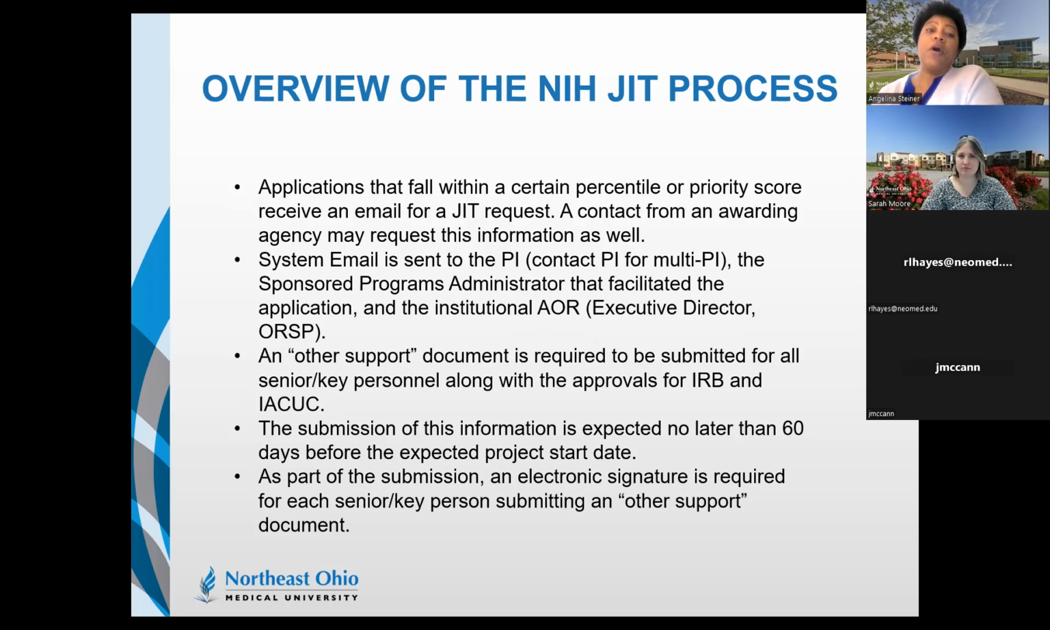So the overview. When an application falls within a certain percentile or priority score, it will trigger an automatic email through the eRA Commons system as a just-in-time request for additional information. Sometimes a particular program officer or program director will reach out to that PI and request this information, and that sometimes happens outside the normal system, for specific award and program announcements. So the system email is sent to the PI.